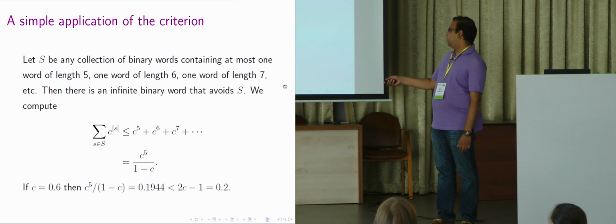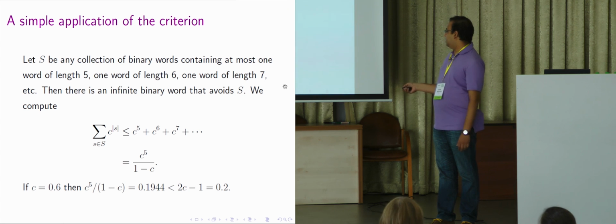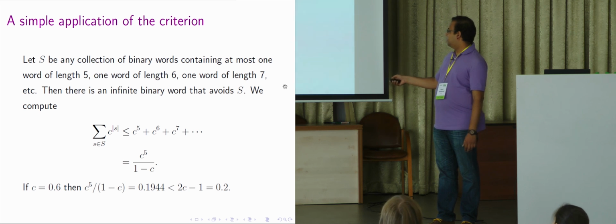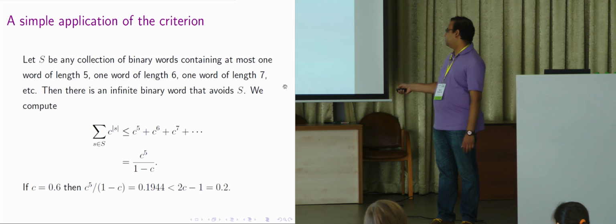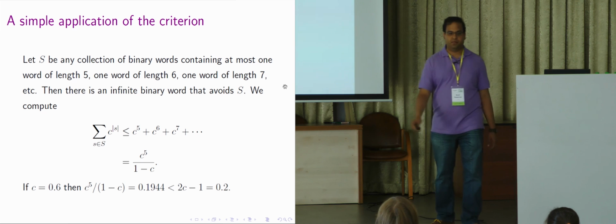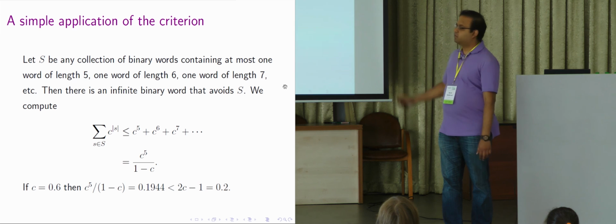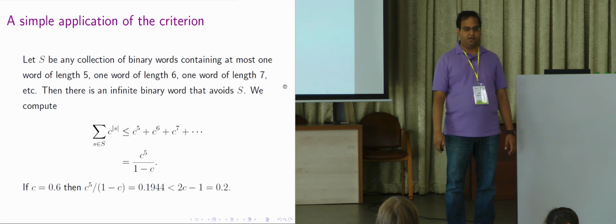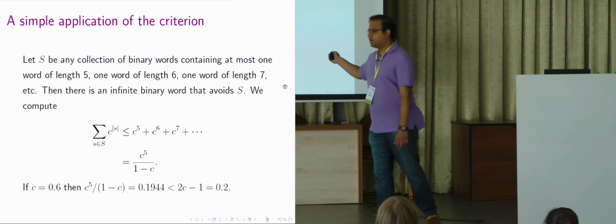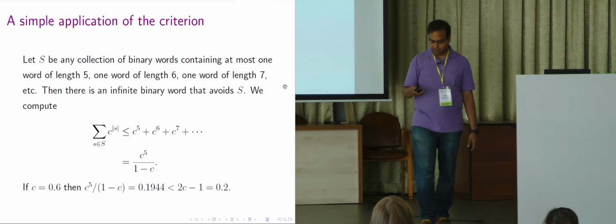Now, if I pick C equal to 0.6, then this inequality is satisfied. This sum here is 0.1944, and that's less than 2 times C minus 1. So the inequality holds, and therefore this set of words is avoidable on the binary alphabet. So the criterion is very easy to use. You just have to check these inequalities.